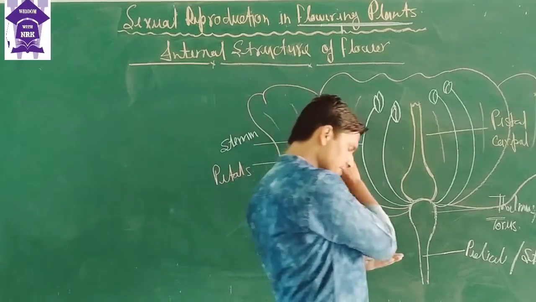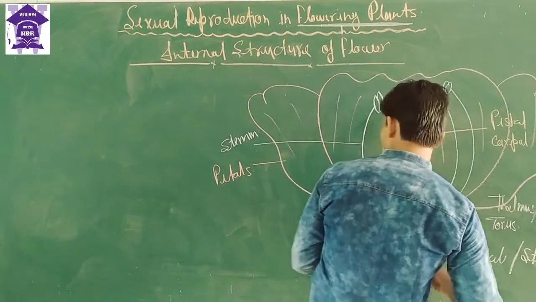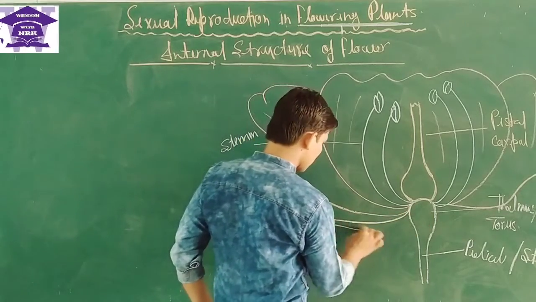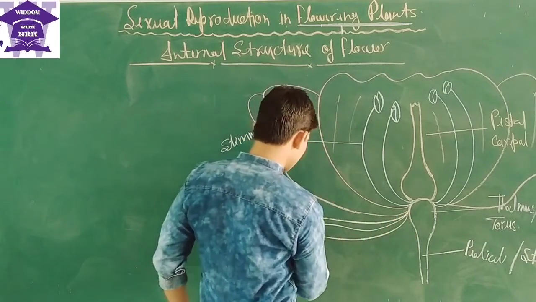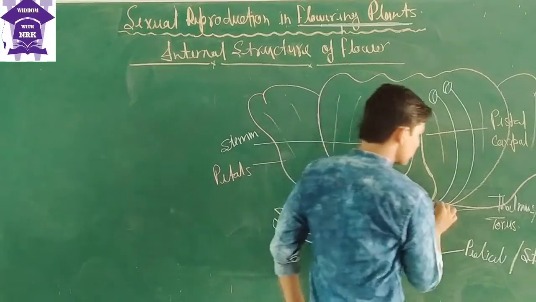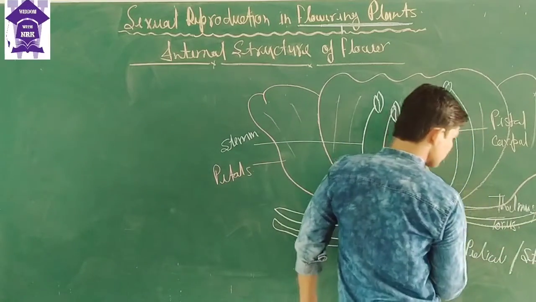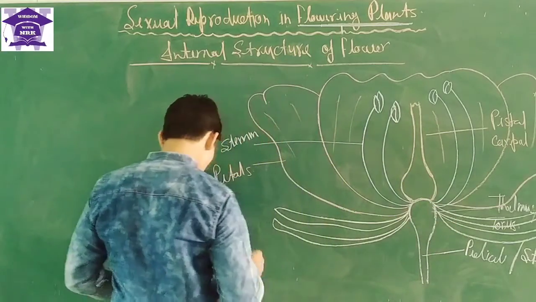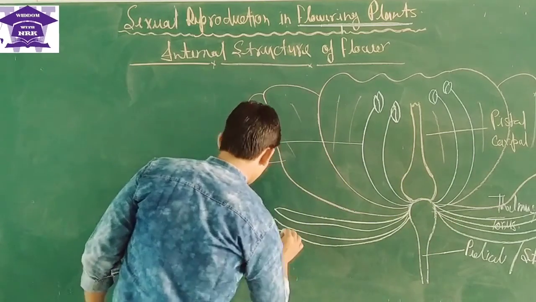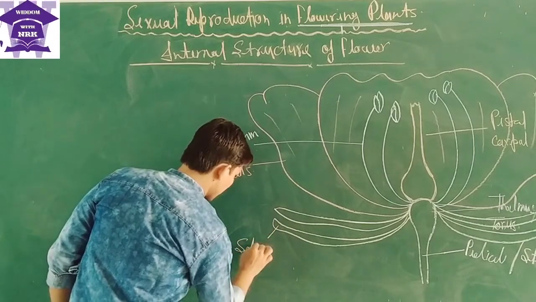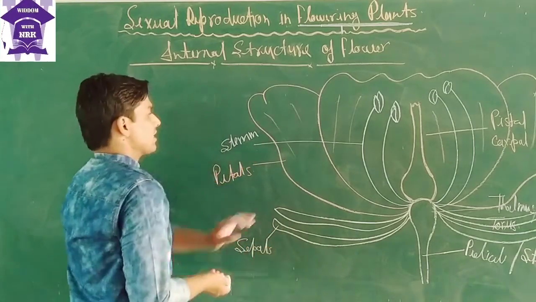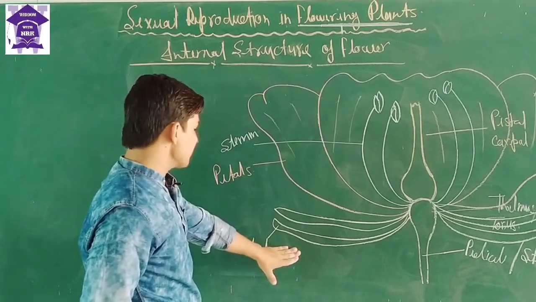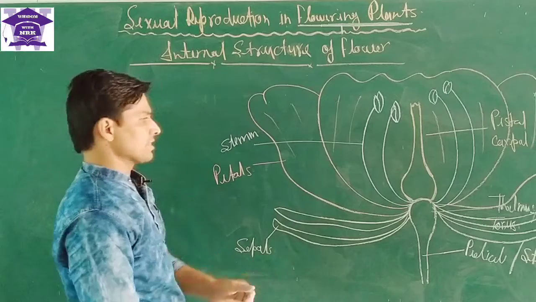One more important thing is there. Here are green colored leaves, and on this side also there are some green colored leaves. These green colored leaves are known as the sepals. What is called? Sepals, students. The colored leaf is the petals and the green colored leaf is known as the sepals.